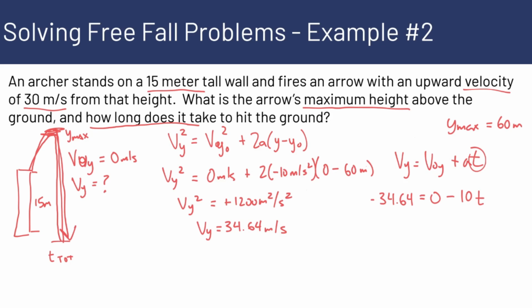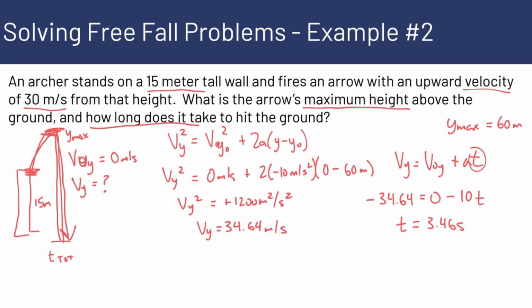And this velocity should actually be negative because it's falling towards the ground. So it should be a negative velocity since it's going from up to down. So that gets rid of our negative sign there. So the time it takes to go from the maximum height to the ground is 3.46 seconds.